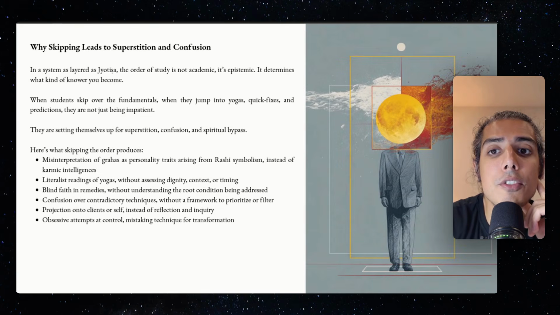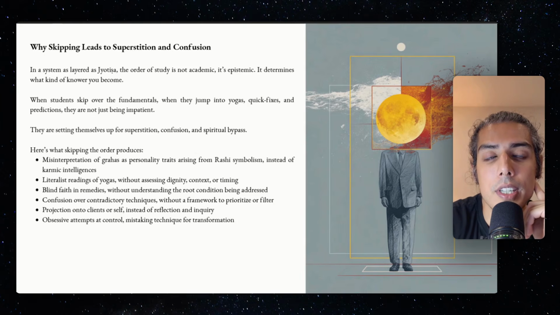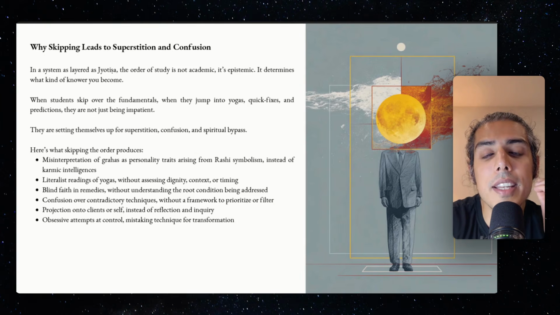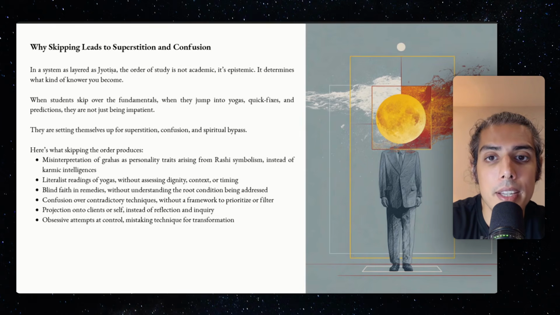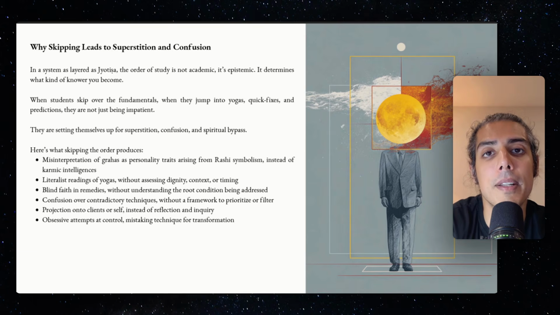So why does skipping lead to superstition and confusion? In a system as layered as Jyotish, the order of study is not academic, it is epistemic. It determines what kind of knower you will become. When students skip over the fundamentals, when they jump into yogas, quick fixes, and predictions, they are not just being impatient. They are setting themselves up for superstition, confusion, and spiritual bypassing.